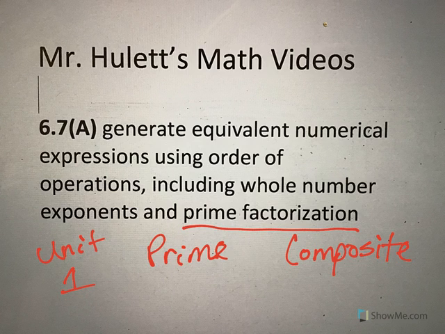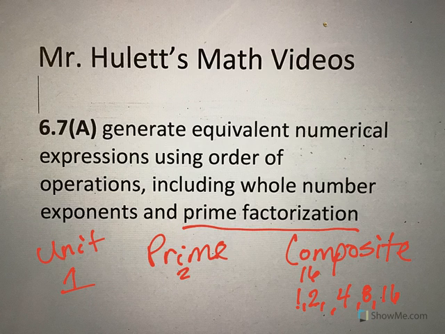Composite is when a number has more than 2 factors. So for example, 16 would have factors of 1, 16, 2, 8, and 4. Of course, I don't need to list 4 twice because 4 times 4 is 16. So 1 times 16 is 16, 2 times 8 is 16, and 4 times 4 is 16, or 4 squared is 16. So prime would mean it would only have 2 factors, 1 and itself.